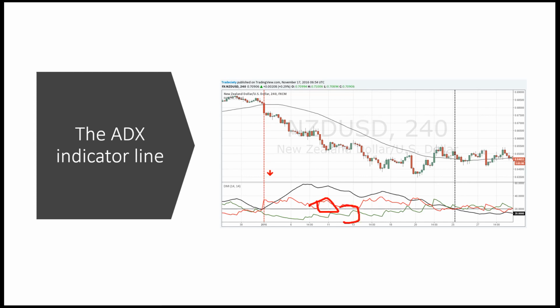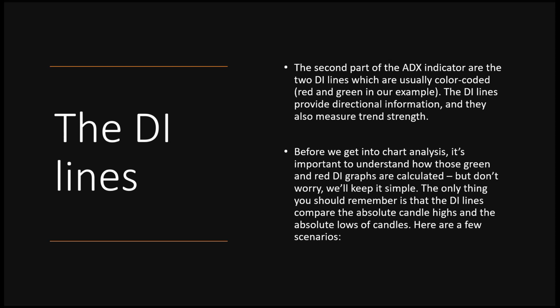This line and this line are the DI lines. This line is our ADX line. Okay. So we just talked about ADX, and the two other lines are the directional index. So we need the three of these to actually make sense of the product. The DI lines provide directional information, and they also measure the strength of the trend.